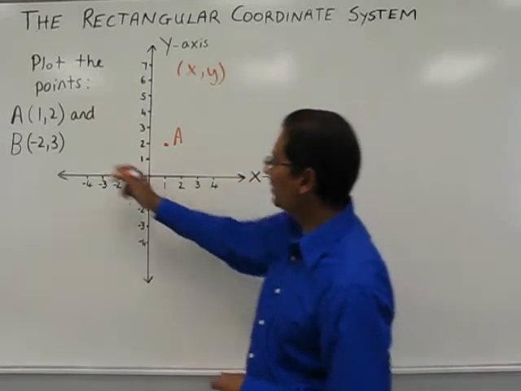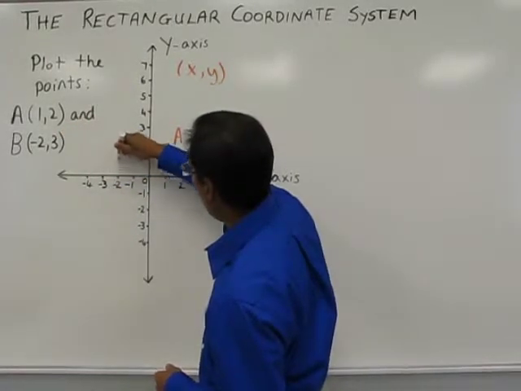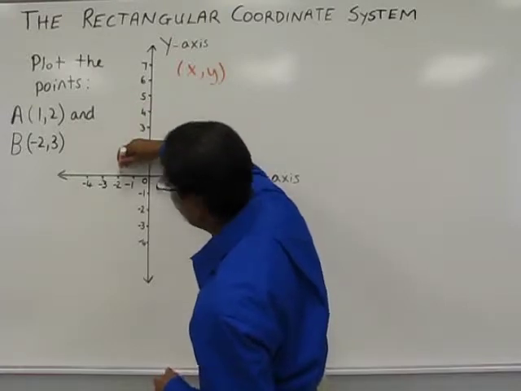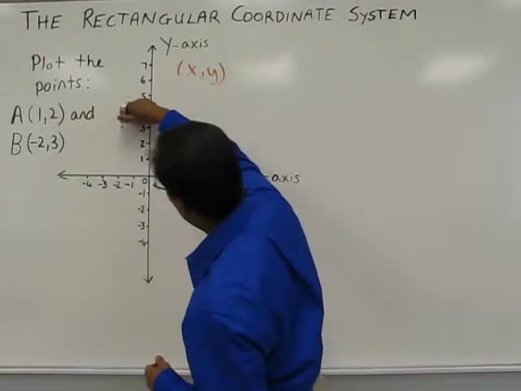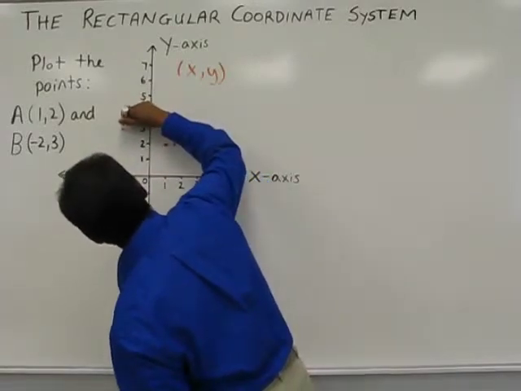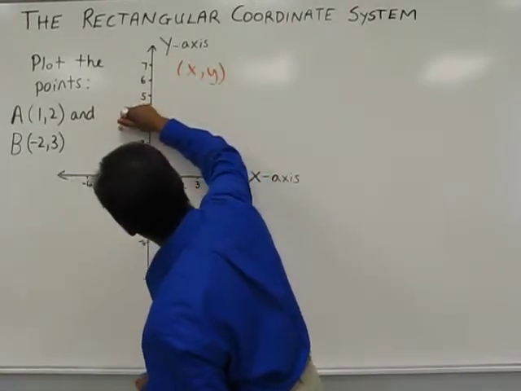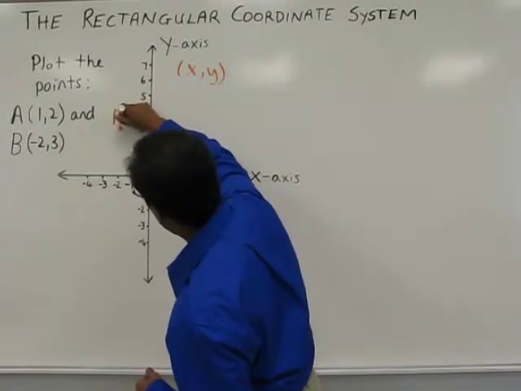The next point B has x equal to negative 2, y equal to 3. So for negative 2 horizontally, we go left 2, up 3, and so it's approximately here, and that is point B.